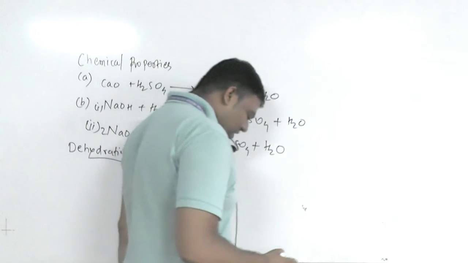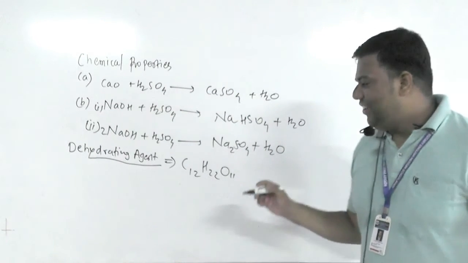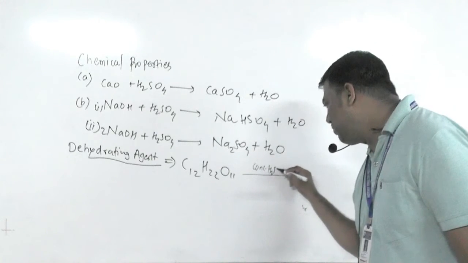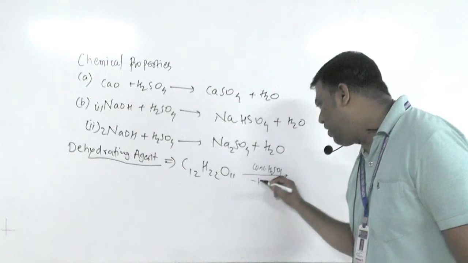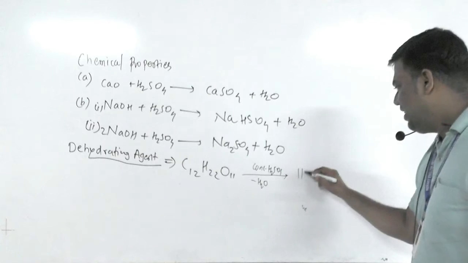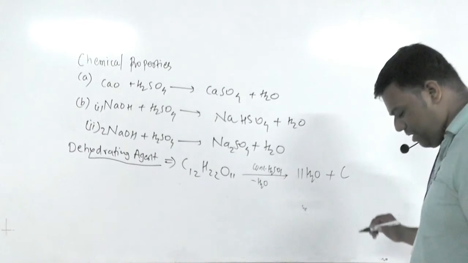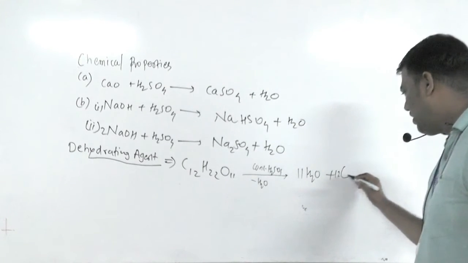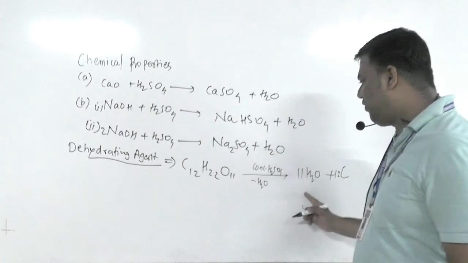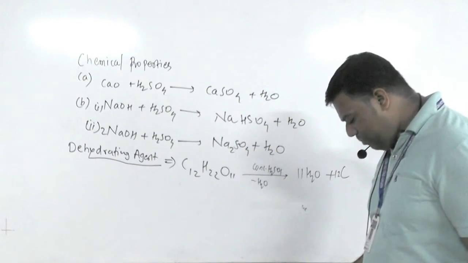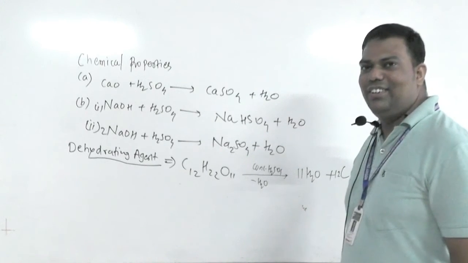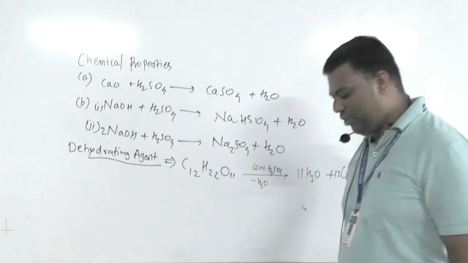C12H22O11. When you heat this in the presence of concentrated H2SO4, the dehydrating agent, what will you get? Removal of H2O. So when H2O is removed, you get 11 H2O plus 12 carbon. In this way you can balance your reaction. And this water is from what? It is absorbed by the acid from the sucrose. This is the formula of sucrose.